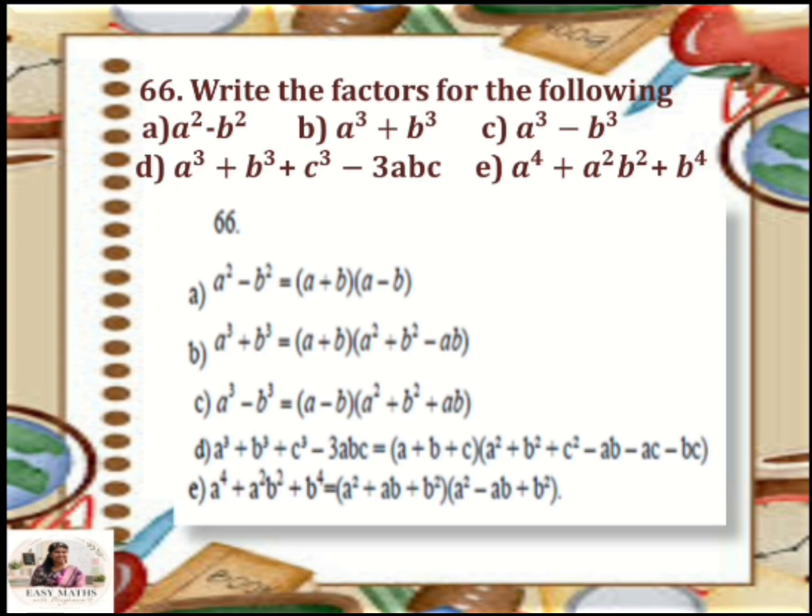A cube plus b cube plus c cube minus 3abc can be written as a plus b plus c into a square plus b square plus c square minus ab minus ac minus bc. So this is the identity 8 which is given in your textbook as x cube plus y cube plus z cube minus 3xyz is equal to x plus y plus z into x square plus y square plus z square minus xy minus yz minus zx. So it is related to the same identity 8 only. This is already given in your textbook.